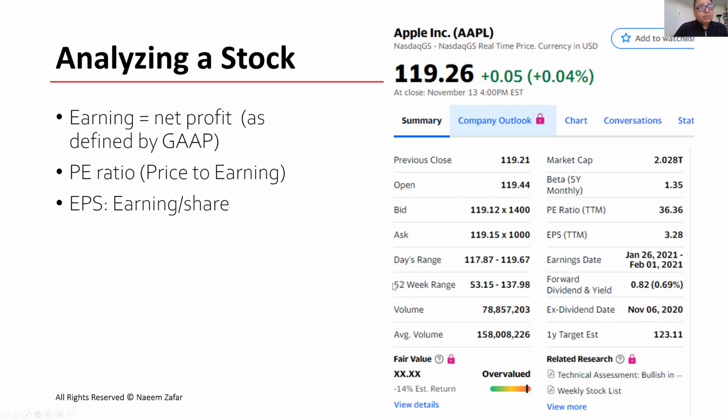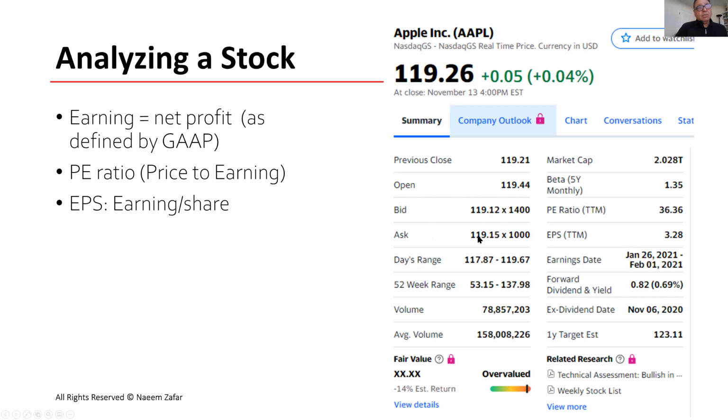So then in the 52-week range, the last 52 weeks, it went as low as $53 and as high as 137. In 1 day, this was the range. Bid and ask. And remember, it's an auction. Somebody's trying to buy the shares at $119.12. And somebody's asking to sell the shares at $119.15. So that's a delta between the two, bid and ask.